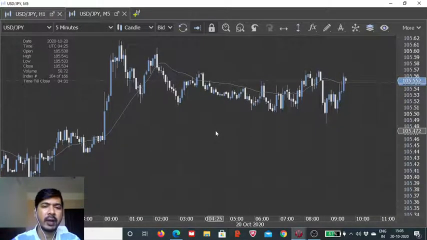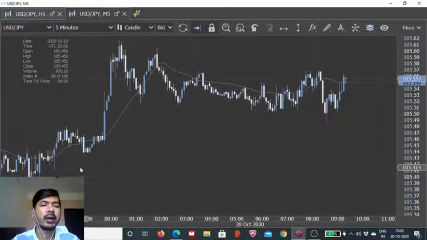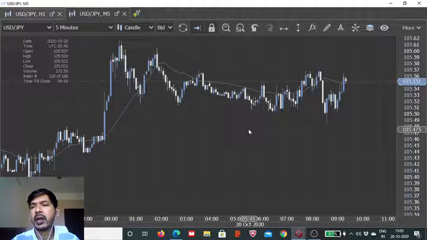So that's it from my side for today's session. I hope you have been able to understand the use of this indicator, and you will be trying on your own to design and develop an algorithmic setup using this indicator.